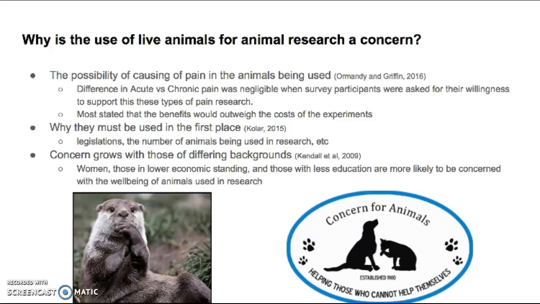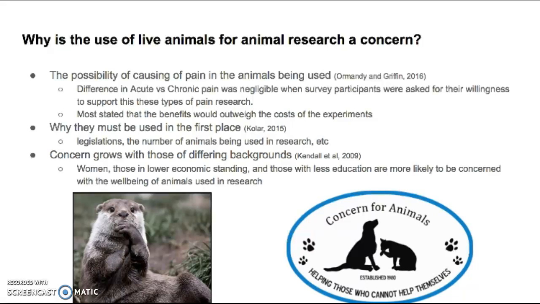So why is the use of live animals for animal research a concern? People often state that research is only acceptable if pain and distress is minimized. In a recent web-based survey exploring people's willingness to support the use of mice in chronic versus acute pain research, the majority of participants opposed the use of mice for either chronic, at 68.3%, or acute, at 63.1%.